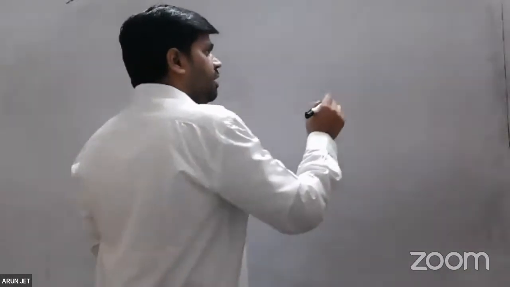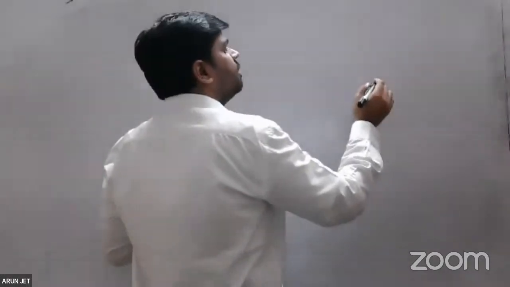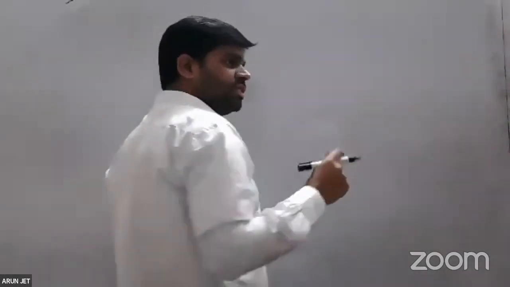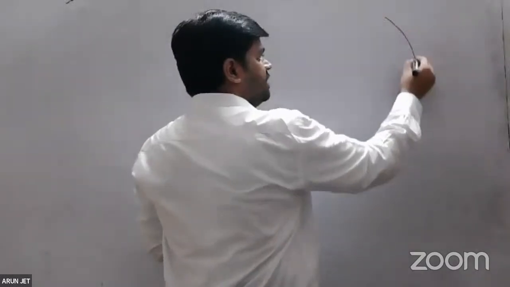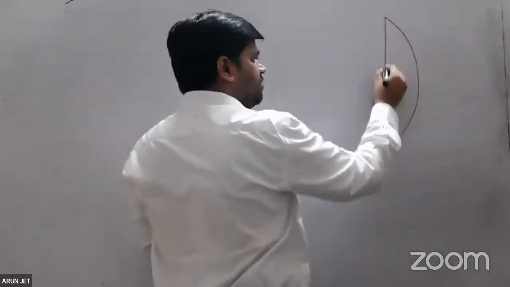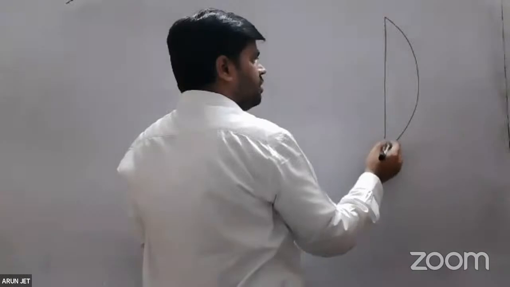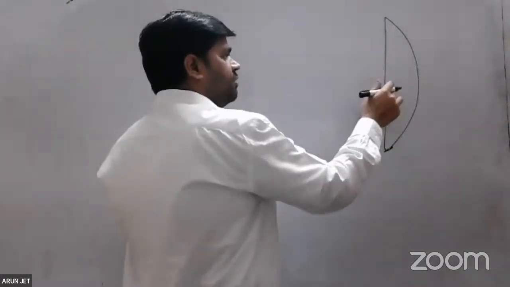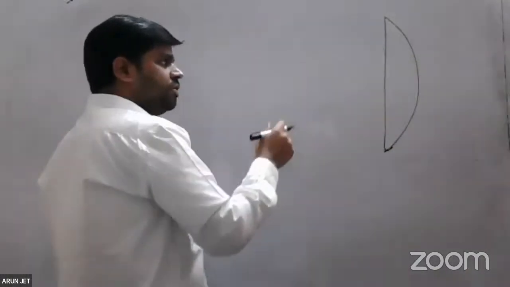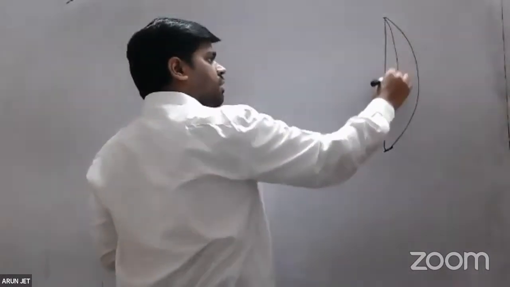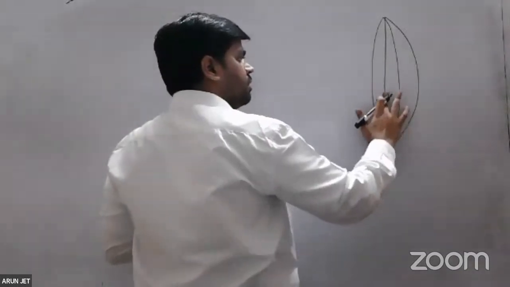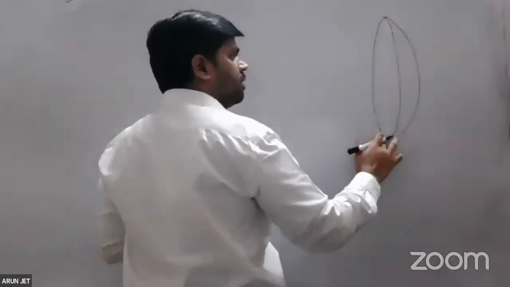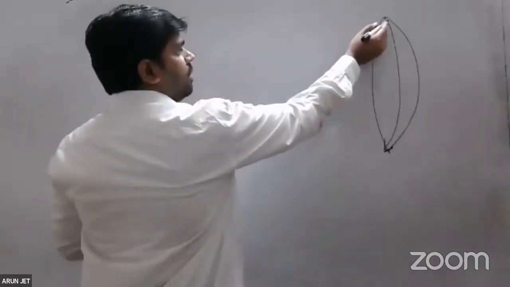Now let's say, have you ever seen a plano convex lens? What does a plano convex lens look like? One side will be spherical, the other side will be plane. If I have to find the volume of this one, how do I do it?